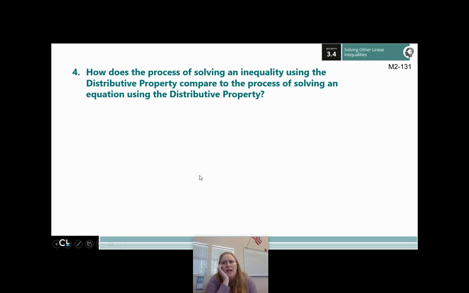So again, how does the process of solving an inequality using the distributive property compare to the process of solving an equation using the distributive property? Is there a difference? What is the difference? Go ahead and hit pause, jot down your thoughts, and then hit play when you're ready to keep the discussion going.